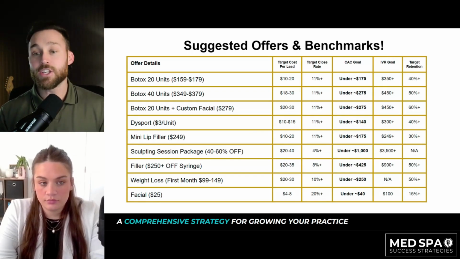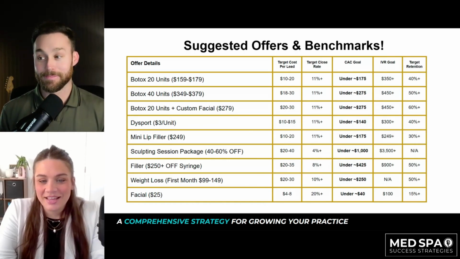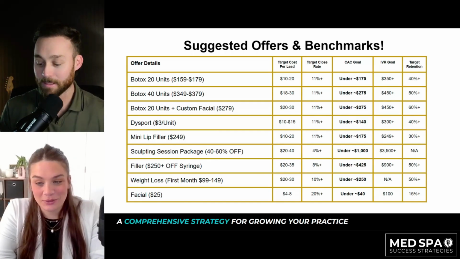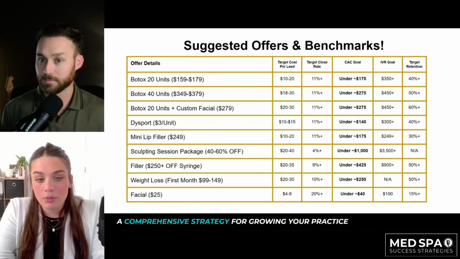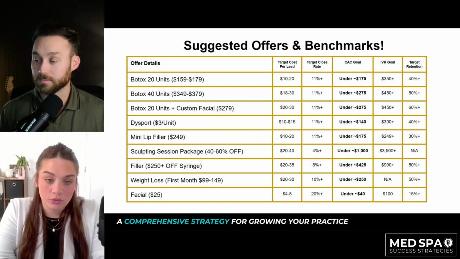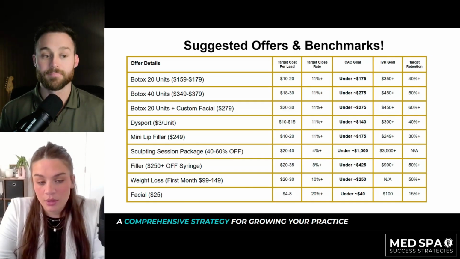Botox at 20 units, we recommend a price point of $159 to $179 as a relative range. Now, Lauren, why do we have a range? Dependent on competition, dependent on reviews, and dependent on location. So it's all the things that we talk about with our purchase matrix. People who inherently have lower reviews or lower review volume, a lower star rating, need to go more aggressive with the offer to keep within that benchmark.